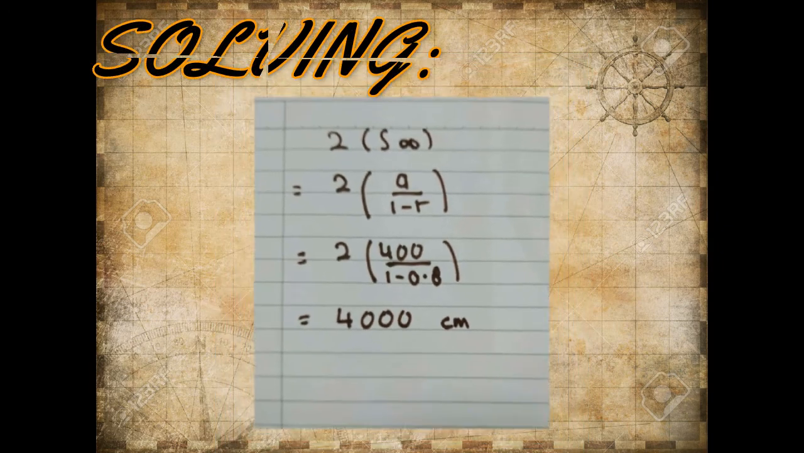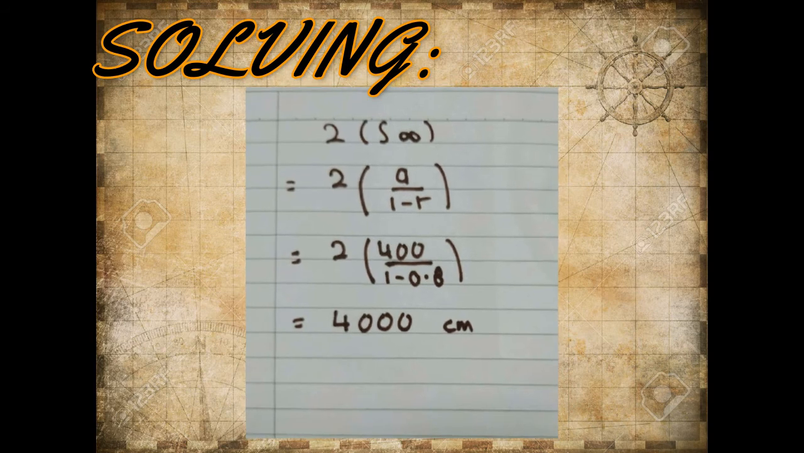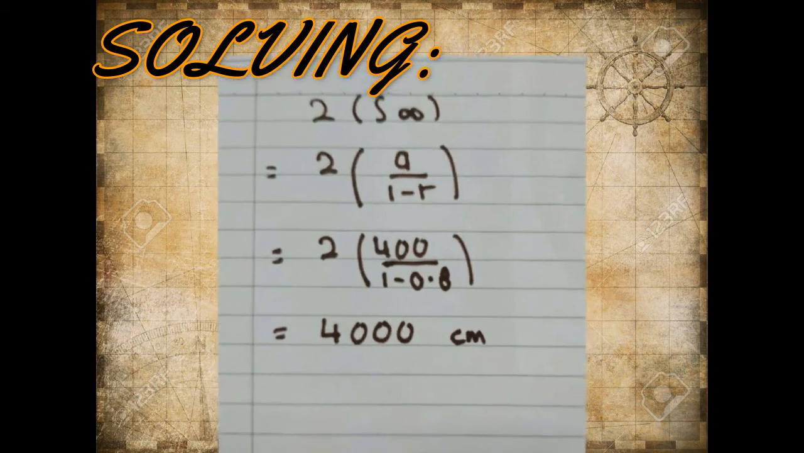For question number 3, we use the S-infinity formula, which is A over 1 minus R, and fill in the formula with the information that we got earlier. We put 2 in front because we calculate the distance of the ball, and you will get the answer, which is 4000 cm.